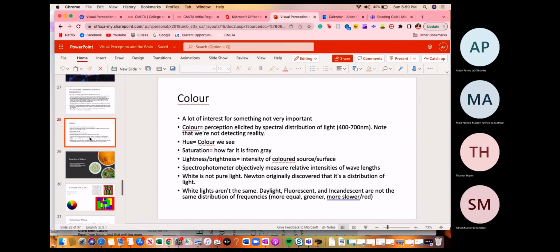So color specifically refers to the perception which is elicited by the spectral distribution of light. And again, note that we're not directly detecting reality in our perception of color. Hue refers to the actual kind of color we see. Saturation is how much of the pigment makes whatever we're looking at farther from gray. How much color is there actually on a given patch? And then lightness, or brightness, is just the intensity of that color. How light, how bright is it?